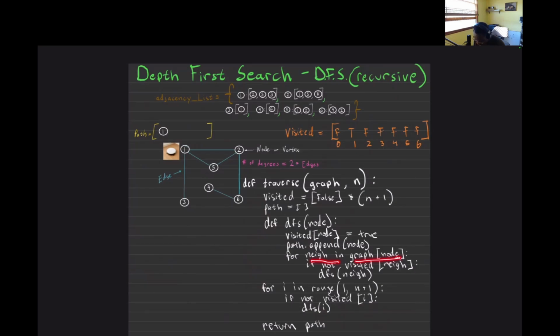So remember, we're using the adjacency list. What does 1 have? It has 2, 5, and 3. If they're not visited, so 2, 5, and 3, they're not visited, right? So we'll call DFS on them as well.